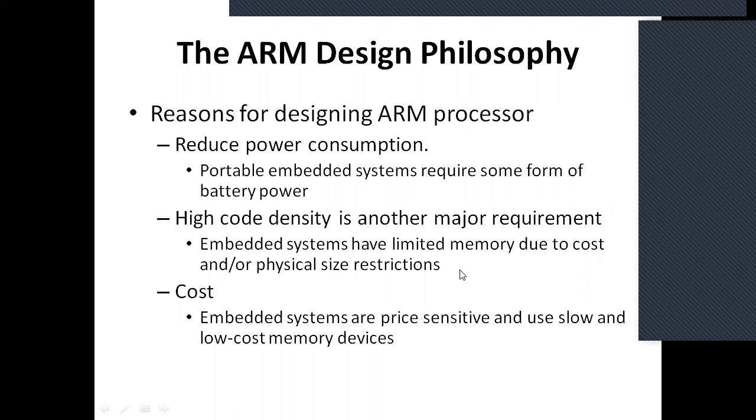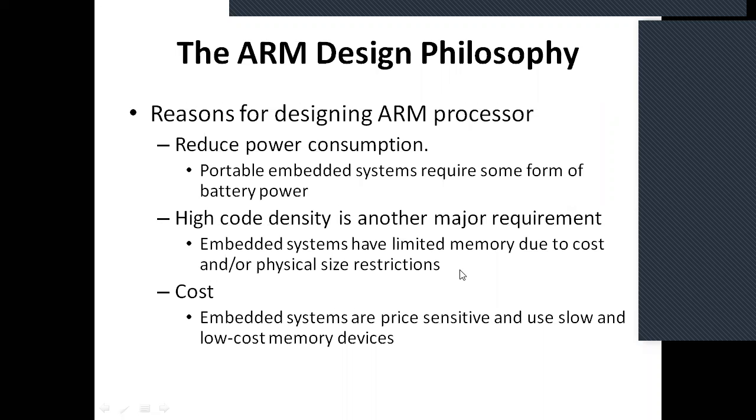Next is high code density. This is another major requirement. Embedded systems have limited memory due to cost and physical size restrictions. An embedded system is a smaller computer system. It may be a standalone unit or part of another larger system. When it is part of another system, there are restrictions on the space as well as the size of that small embedded computer system. In that case, you have to use a smaller memory in the system.